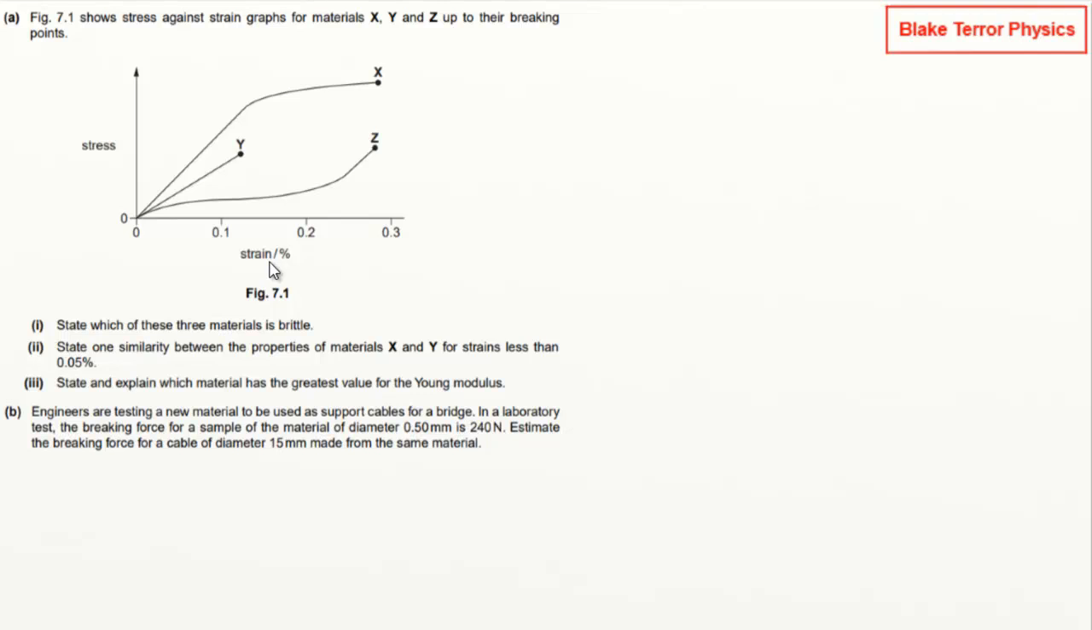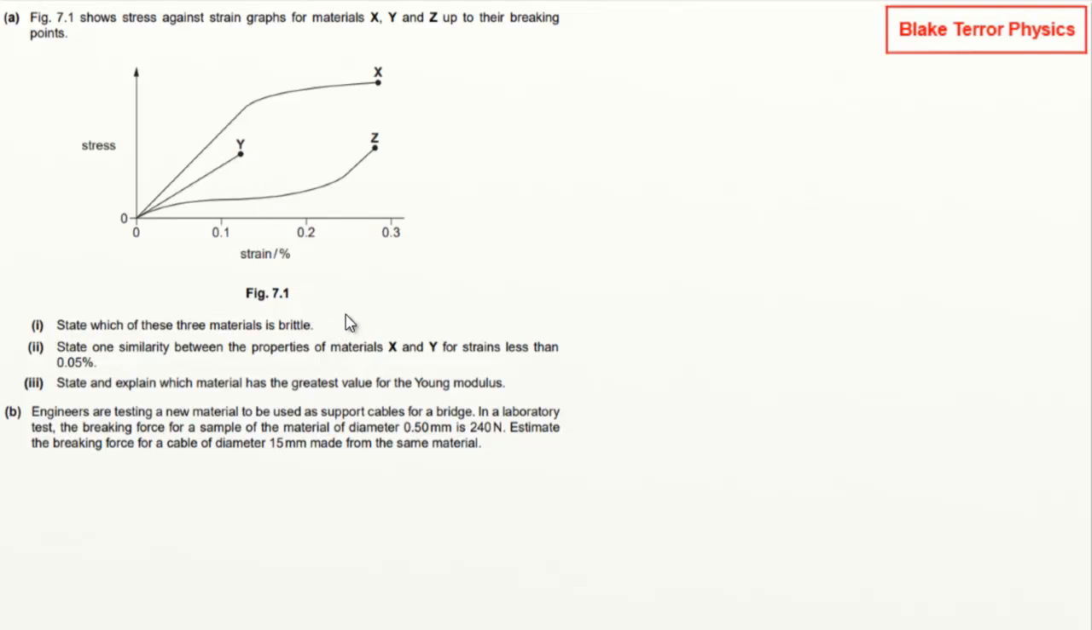Hello, we're on to more materials questions. Continuing the streak, we've got figure 7.1, which shows stress against strain graphs for three materials, X, Y, and Z, up to breaking points. State which of these three materials is brittle.